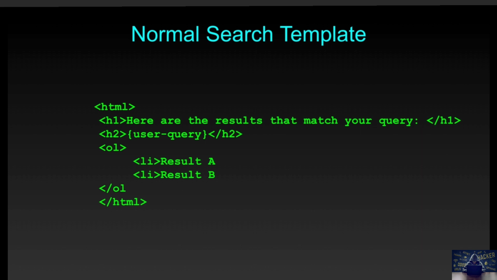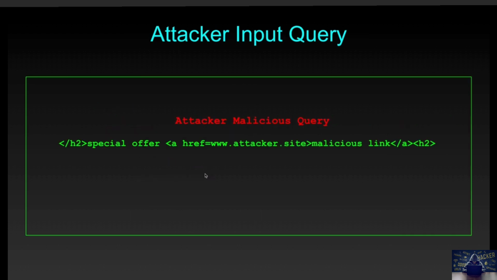So let's say you search for a product, that is computer, on Amazon. This is how the output is going to look, which will give you some results, let's say result A and result B. Now the attacker is going to input a query into that search box, and you can see this is the query which looks like an h2 tag, special offer, and there is an href in the background, which basically means that it is going to redirect to attacker.site, which is a malicious link.